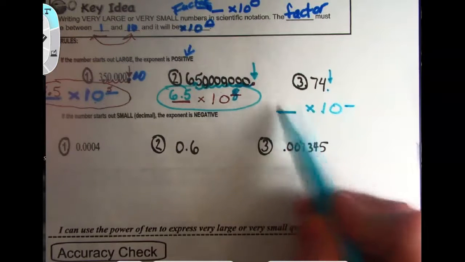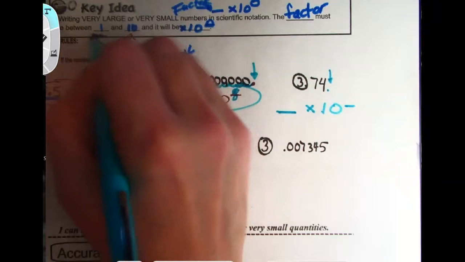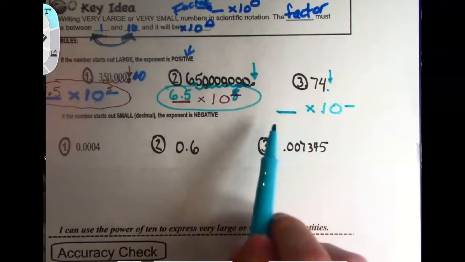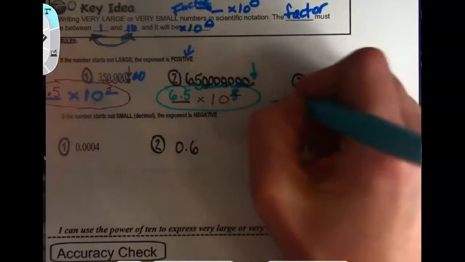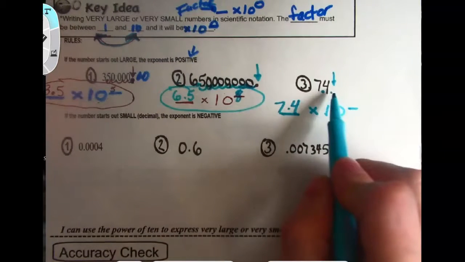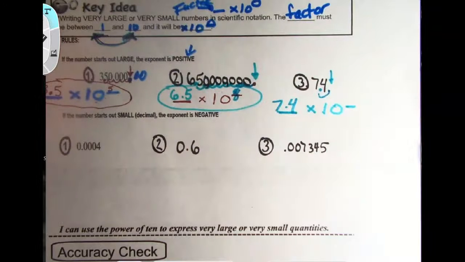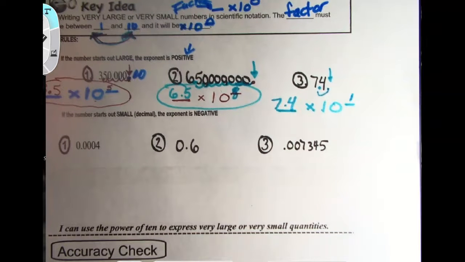I can't have 74 as a factor because it's not between 1 and 10. Remember, that's my rule. The factor has to be between 1 and 10. So this now leaves me, I have to go back and put it here, 7.4. So 7.4. So now I'm going to count. How many did I go back? I went back 1. So 7.4 times 10 to the first power. And that is 74.